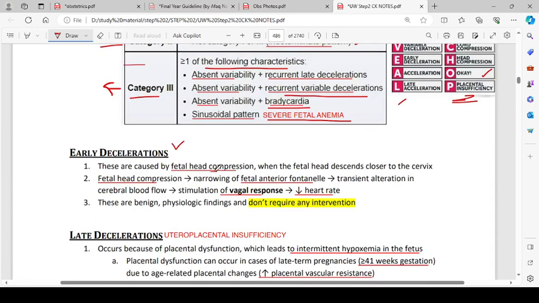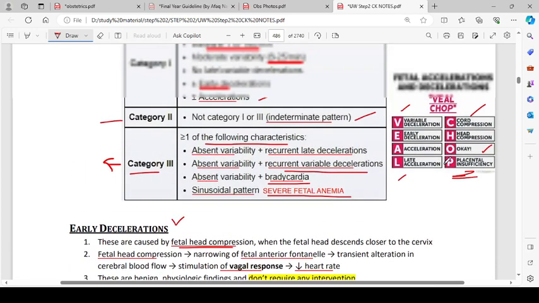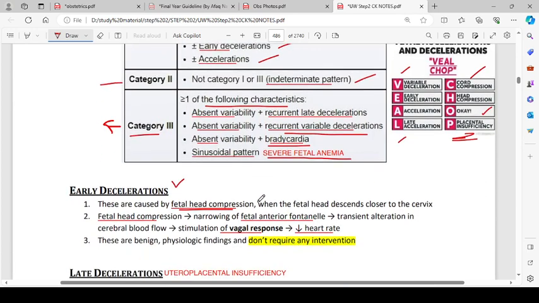These are caused by fetal head compression. When the fetal head descends closer to the cervix, the fetal head is compressed. Compression leads to narrowing of the fetal anterior fontanelle, and that leads to transient changes in cerebral blood flow and stimulation of a vagal response that decreases the heart rate. These are benign physiologic changes and do not require intervention.